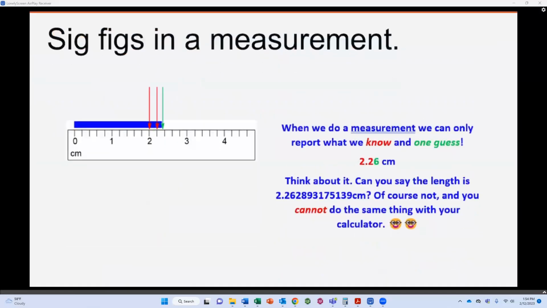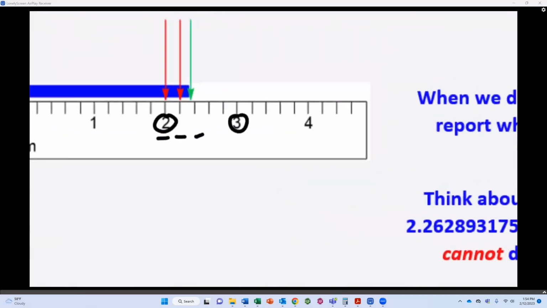So, what is a measurement and how does this fit into significant figures? Well, here's a simple ruler. Okay, it's measuring a little bit more than 2 centimeters. And anytime you do a measurement, we can only report what is known and one guess. In other words, I know that it's somewhere between 2 and 3 centimeters. That we can see. This is obviously 0.2, 0.4, 0.6, 0.8, and then 3 centimeters. And so it's a little bit more than 0.2. So I know it's 2.2, and then we're allowed one guess.